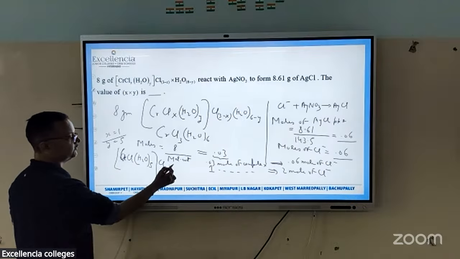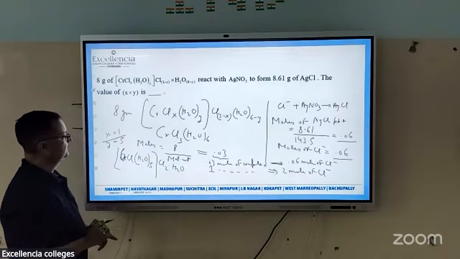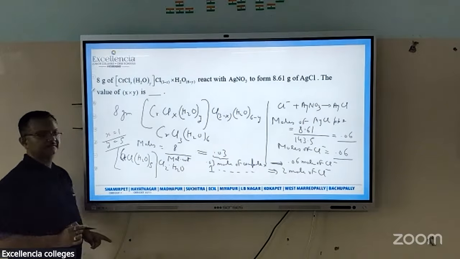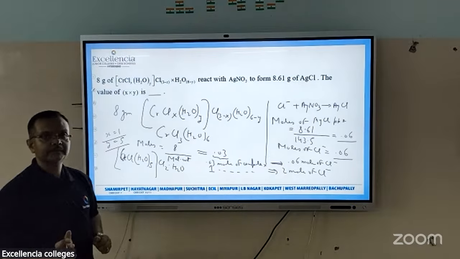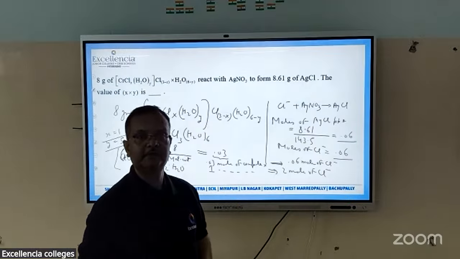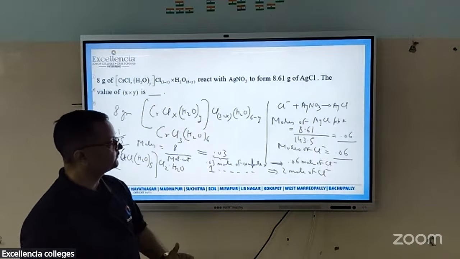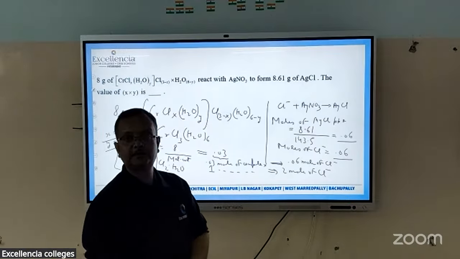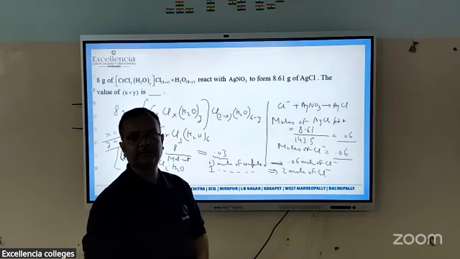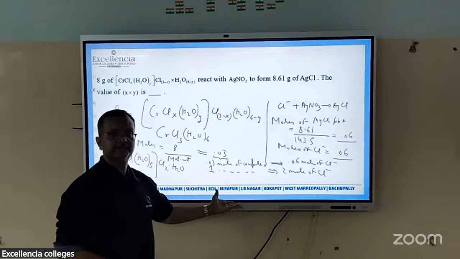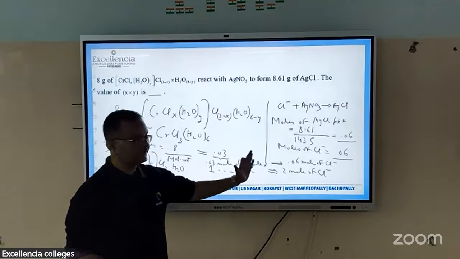So how many particles come outside? Only one particle comes outside. So you see these two values are coming, and from here x is 1 and y is 5. These are the values of x and y. This question was involving the whole concept. It was a very good conceptual question, but not difficult. It's an easy question. We should solve it like this, correlating with the mole ratio.